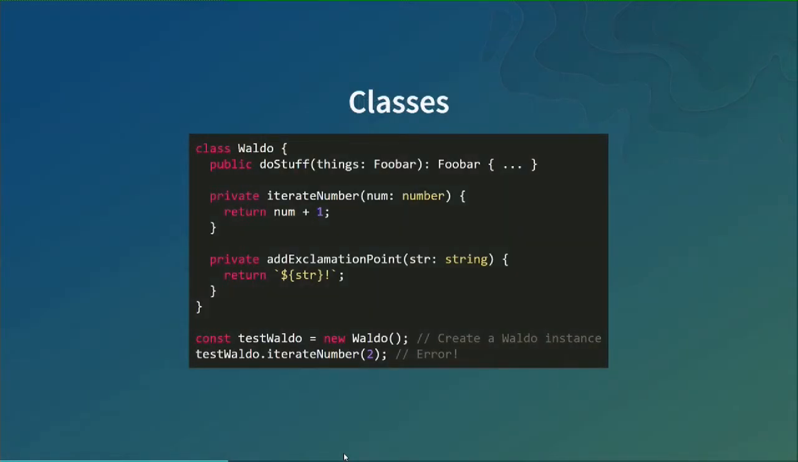Expanding on this, we have this concept of classes. This is really an ES6 feature, but it's something that when used with TypeScript can be extraordinarily powerful. So I can define this class now, Waldo. Let's say I need more Waldos in my application, because I can never find Waldo. I never know where he is. So I'm going to define this class Waldo. It has this public doStuff function. Same implementation here. It's just going to increment that number by 1 and add an exclamation point to the string.